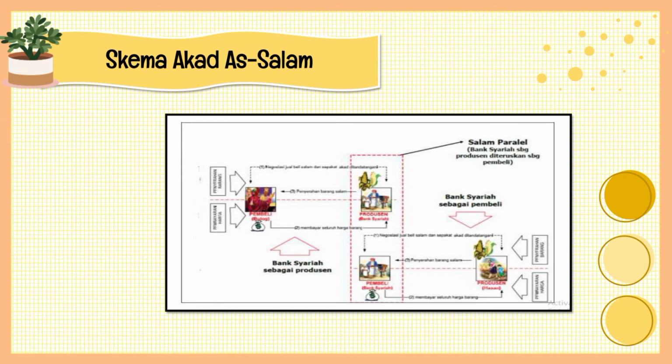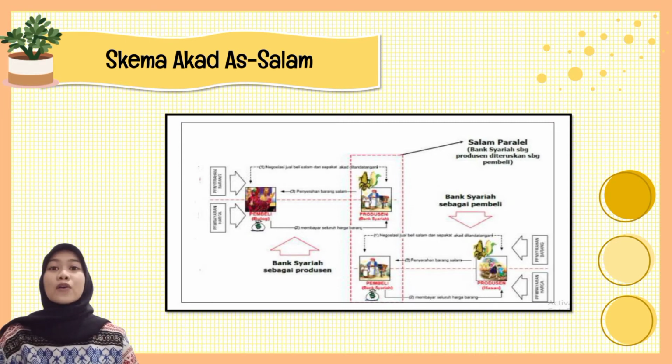Number 5, within a certain period of time, based on the agreement with the bank, the farmer sends the salam product to the bank in accordance with the specific specification. And number 6, the bank receives documents for delivery of the salam product to the customer from the farmers.